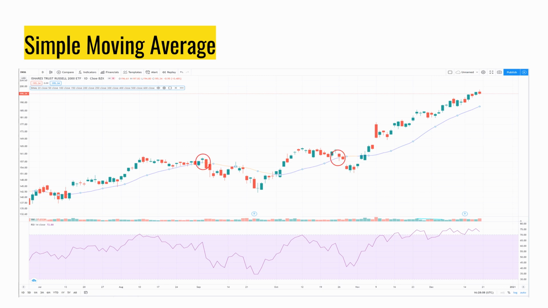Here we see the times when price moved below the moving average and it resulted in the stock selling off. Here we see the times when price moved above the moving average and it resulted in the stock going up. These are the times when the moving average acted as support, and these are the times when the moving average acted as resistance. As you can see, moving averages can be used in many ways.